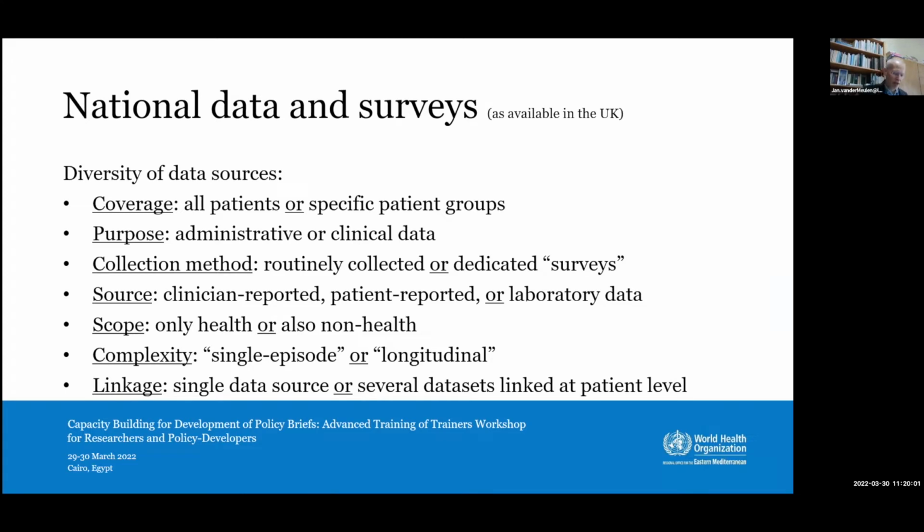For example, national data and surveys could cover all patients. For instance, in England, we have a data set that's called the Hospital Episode Statistics that captures all patients admitted to the National Health Service hospital. But you also have data sets, for instance, covering only cancer patients, or a data set that covers only patients with congenital abnormalities, or captures women who give birth. So it could be all patients or specific groups. That is important to realize.